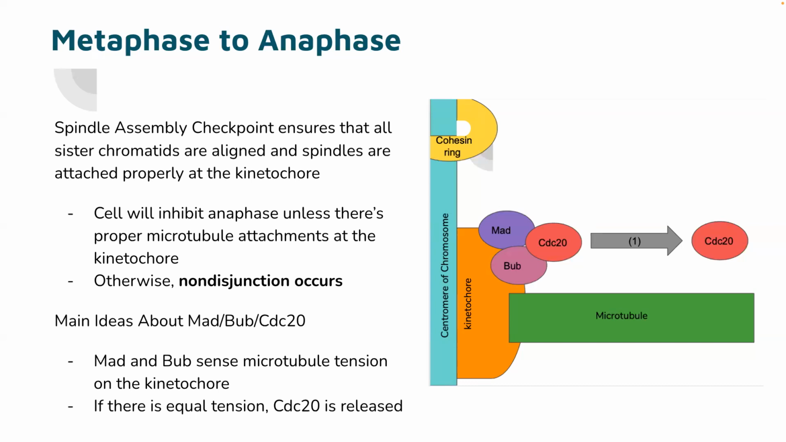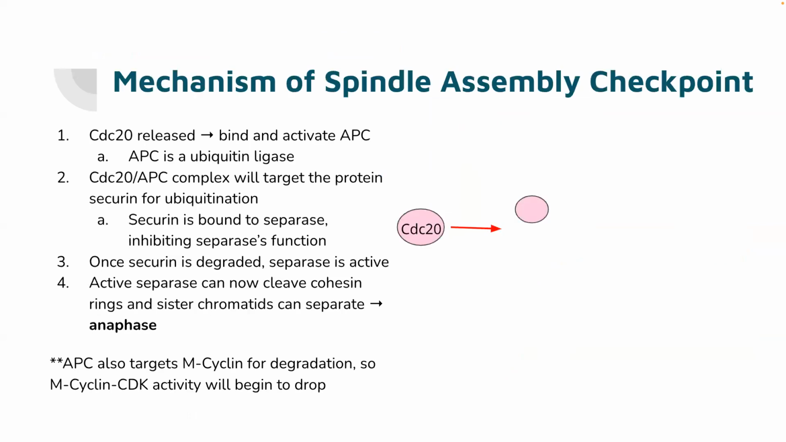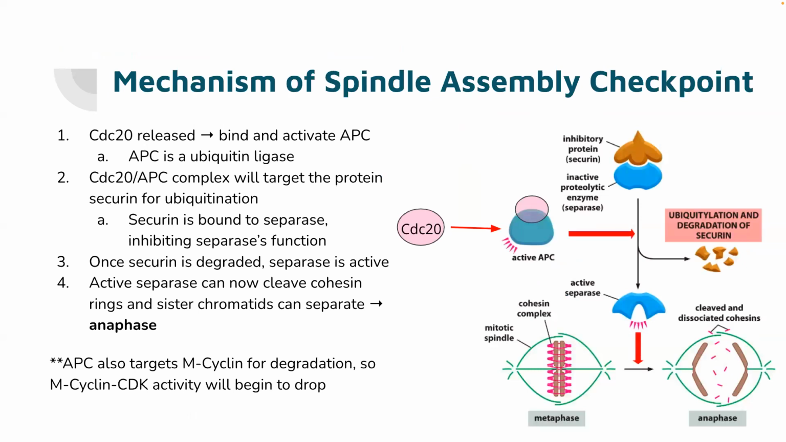So the main ideas about MAD, BUB, and CDC20: MAD and BUB sense microtubule tension on the kinetochore, and if there's equal tension, CDC20 will be released, which allows the cell cycle to move forward. And then this is just the mechanism of MAD, BUB, CDC20.